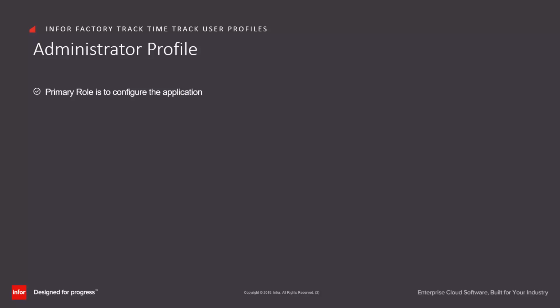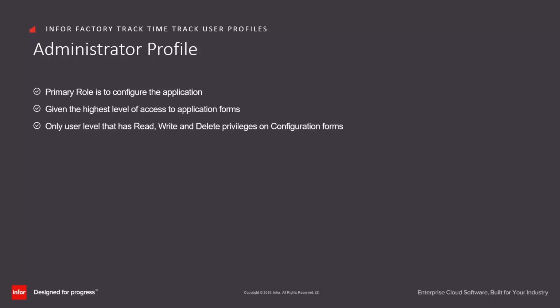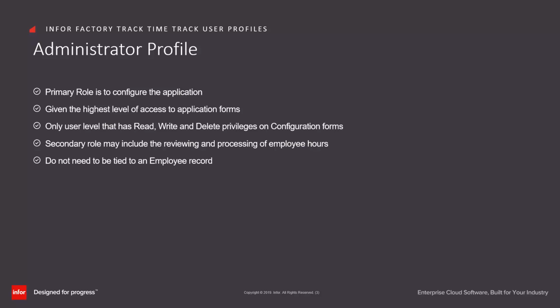The primary role of the administrator is to configure the application. As such, it is given the highest level of access to application forms and should be given read, write, and delete privileges on the configuration forms. A secondary role may include the reviewing and processing of employee hours. The administrator does not normally need to be tied to an employee record.